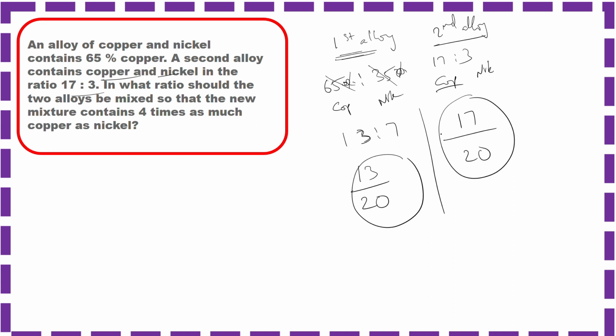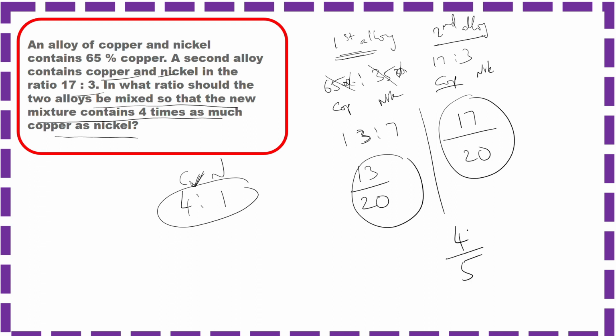And also the proportion of copper in the resulting alloy. How do we calculate it? These two alloys are mixed in such a way that the new mixture contains 4 times as much copper as nickel. So 4:1 is the ratio, and the proportion of copper in the mixture is 4 by 5. So simply take the subtraction, and after calculation, we get the ratio as 1:3.